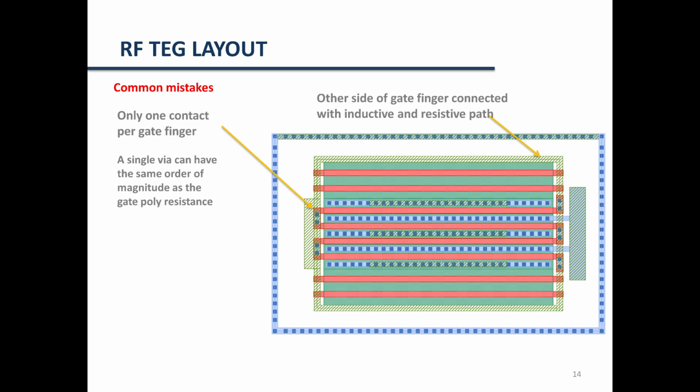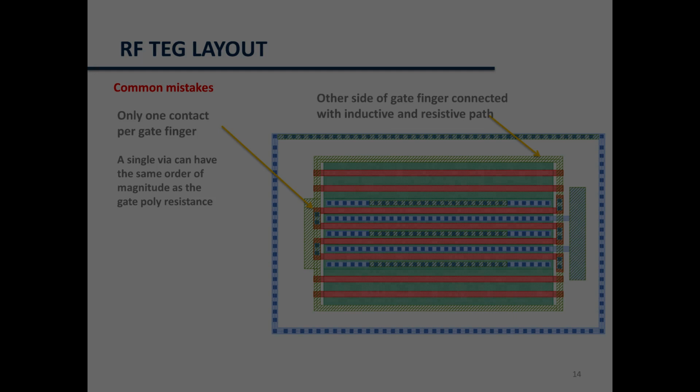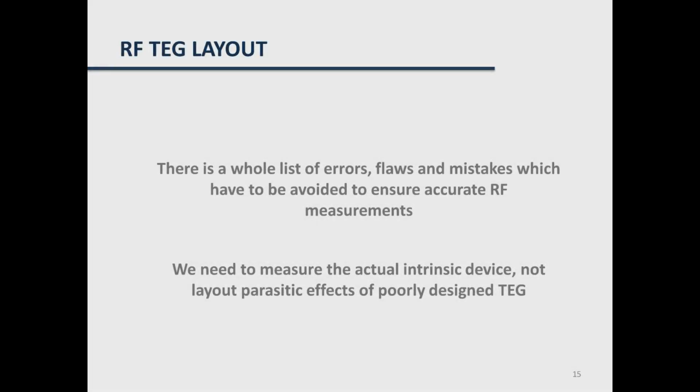Also, as can be observed, the two gate contacts are linked by a long and narrow metal wire, which will have an inductive behavior. This is not good because the gate resistance of this transistor will suffer from distributed effects. As we have seen, there is a whole list of errors, flaws and mistakes which have to be avoided to ensure accurate RF measurements. We need to measure the actual intrinsic devices, not layout parasitic effects of poorly designed TEGs.